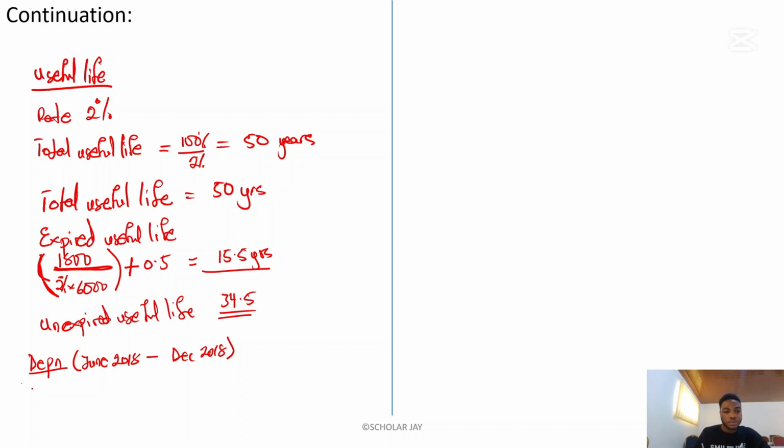All right. So what it means is that we are going to take the cost. So what is the cost? The cost is now the 5520, right? Then we divide it by what? The remaining useful life, which is 34.5. But do we have to calculate full year depreciation? No, we have to calculate for the remaining period. So from July to December, July, August, September, October, November, December, that's 6 months. So 6 over what? 12. So we end up getting 5520 all over 34.5 times 6 over 12. So this gives us 80.